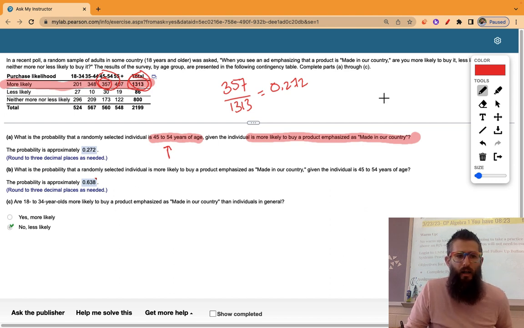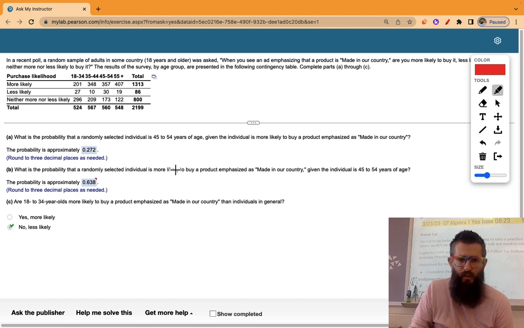Now the second option is similar but different at the same time, because the language that is being used is the same, but the order in which we're examining it is different. So it says, what is the probability that a randomly selected individual is more likely to buy a product emphasized made in our country, given that they are 45 to 54 years of age?